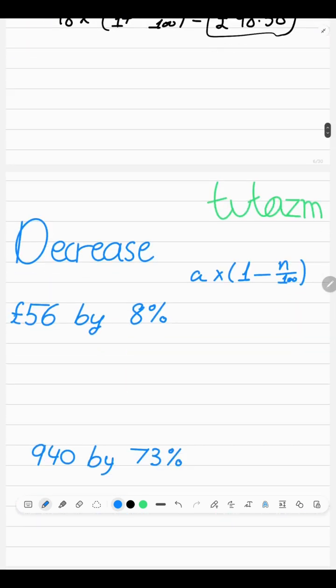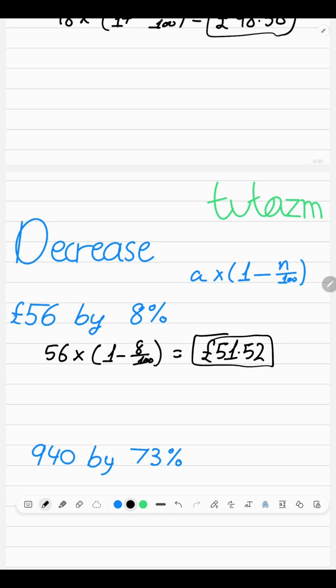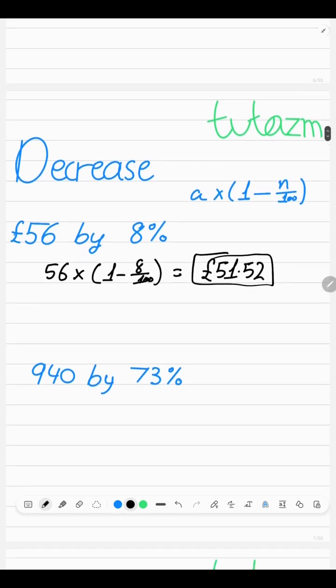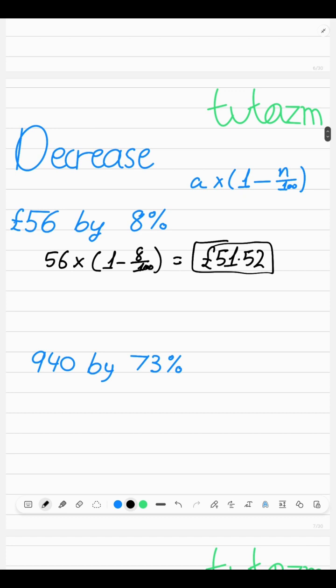So here we'd have 56 multiplied by 1 minus 8 over 100, and we can put that into a calculator again. So 56 multiplied by 1 minus 8 over 100, and that would give us 51.52 as our final answer. Okay, so have a go at the question at the bottom here, and I'll be with you shortly.